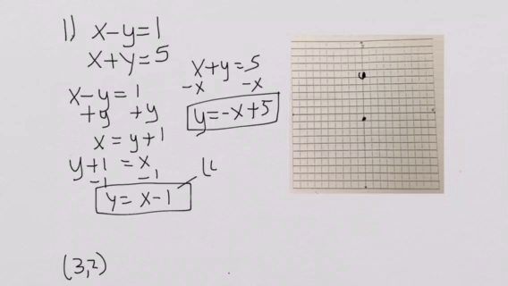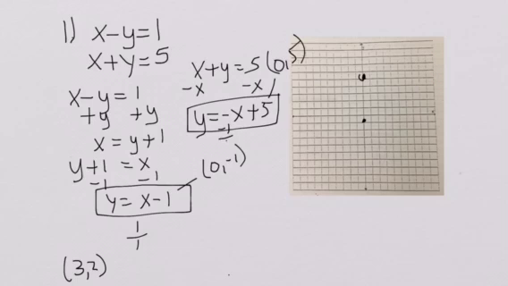Our starting point is going to be 0, negative 1, and our slope is going to be 1 over 1. Our starting point on this one is going to be 0, 5, and our slope is going to be negative 1 over 1. So we're going to go to 0, negative 1, and do our slope: up 1 to the right 1, up 1 to the right 1, up 1 to the right 1, up 1 to the right 1. So we have our graph going through there.